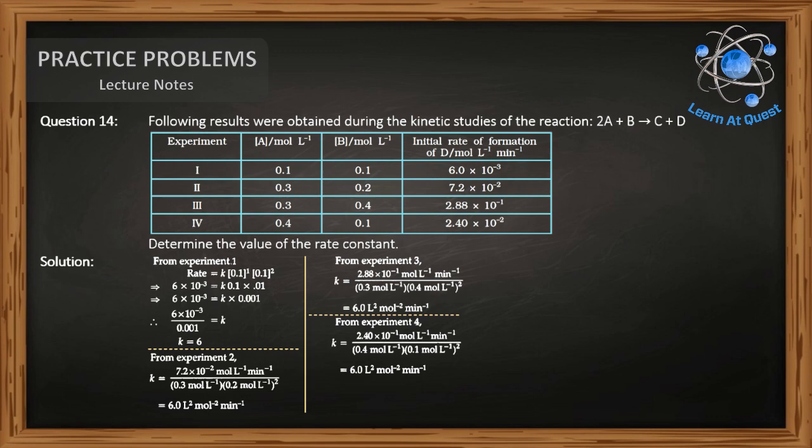Let us use experiment 4. We get rate equals K multiplied by 0.4 raised to 1 multiplied by 0.1 raised to 2. The value of K is then 2.4 multiplied by 10 raised to minus 1, which is the rate of the reaction in this case, divided by 0.4 multiplied by 0.1. Solving this, we get the value of K from experiment 4 as equal to 6. Hence, the value of the rate constant is 6 using any of the 4 experiments.